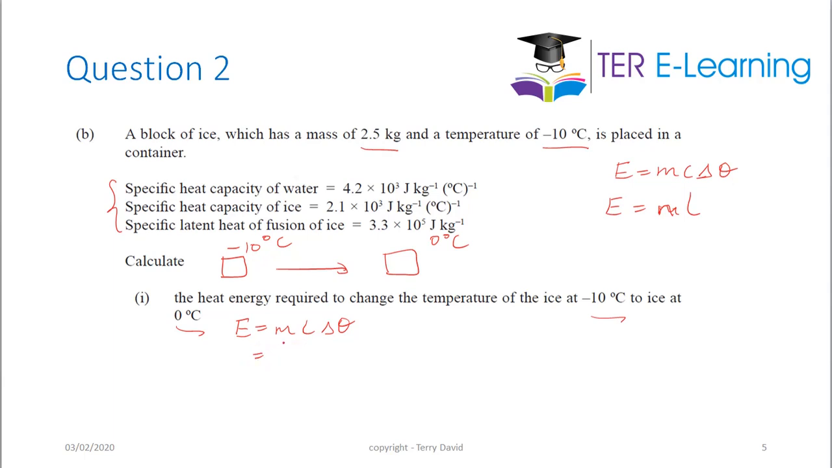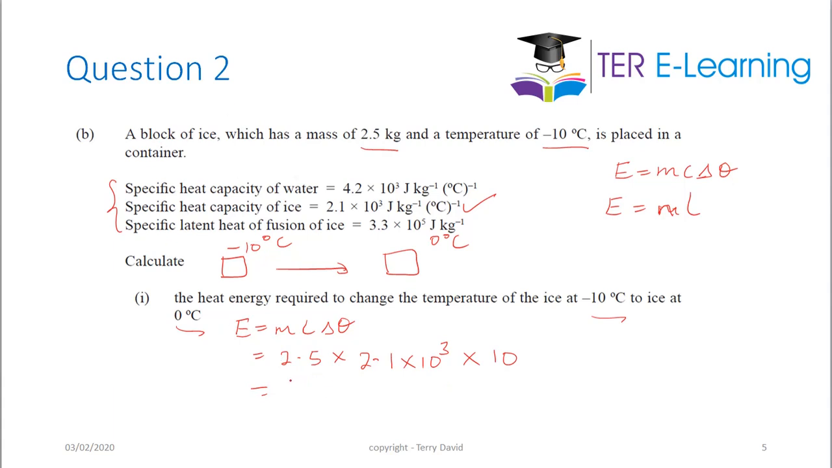Where m, they told us the mass of the ice, it is 2.5, multiplied by c, but we have to use c for ice, the specific heat capacity for ice, which is this figure here. So that is 2.1 by 10 cube multiplied by my change in temperature. I'm going from minus 10 degrees to 0 degrees Celsius, so therefore my change in temperature is actually 10 degrees Celsius.